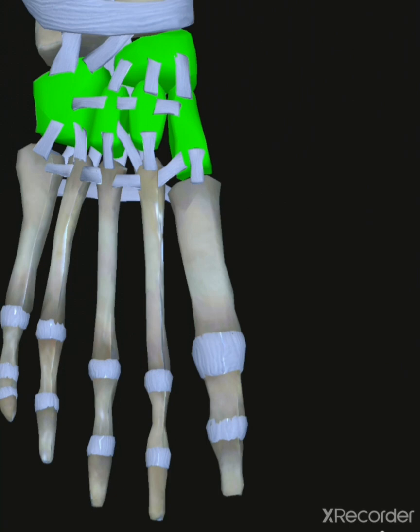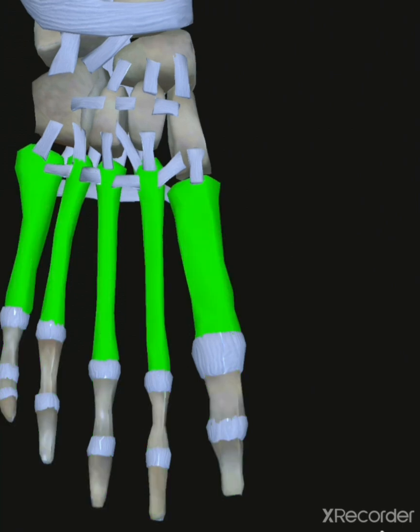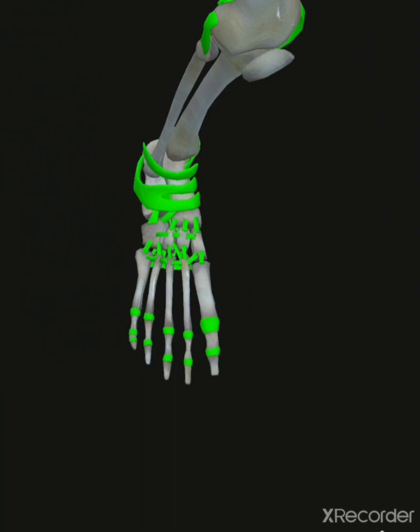4 plus 7 is around 11. Metatarsals are 5 in number, and 14 phalanges are also there. Let's count: 1 femur, 1 tibia, 1 fibula. First start from the phalanges, 14 phalanges there. 5 metatarsals, around 19. 7 tarsals, 19 plus 7, 26. 1 tibia, 27. 1 fibula, 28. Then the patella, 29, and the femur, a total of 30.